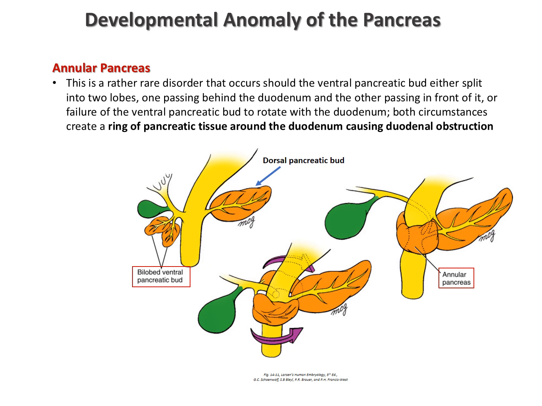This slide depicts a developmental anomaly of the pancreas called annular pancreas. This is a rather rare disorder that occurs should the ventral pancreatic bud either split into two lobes, one passing behind the duodenum and the other passing in front of it, or if there is failure of the ventral pancreatic bud to rotate with the duodenum. In both circumstances, a ring of pancreatic tissue is created around the duodenum, causing duodenal obstruction.